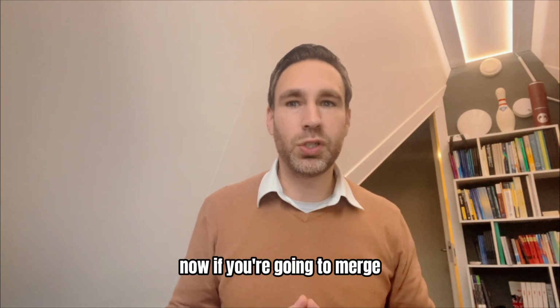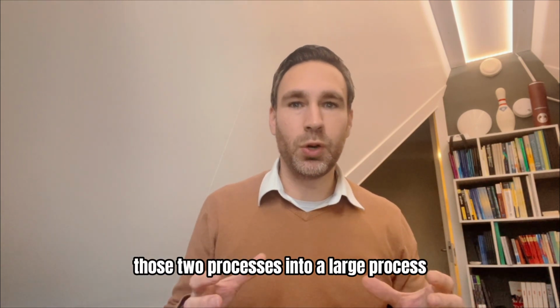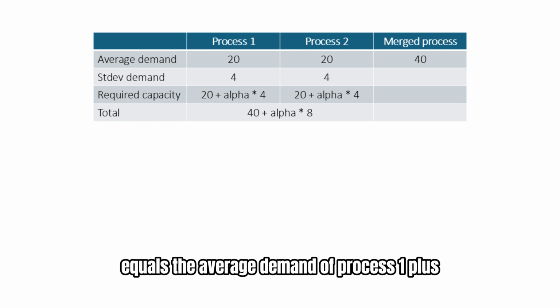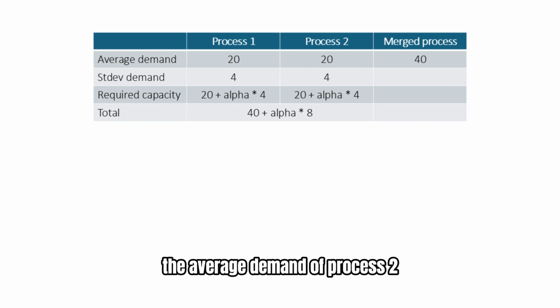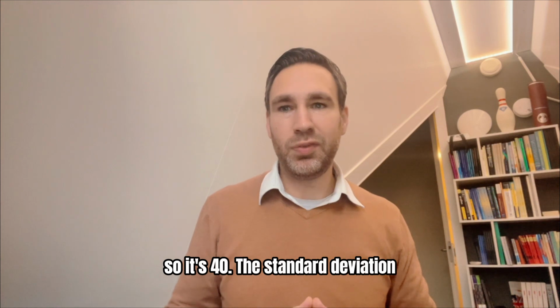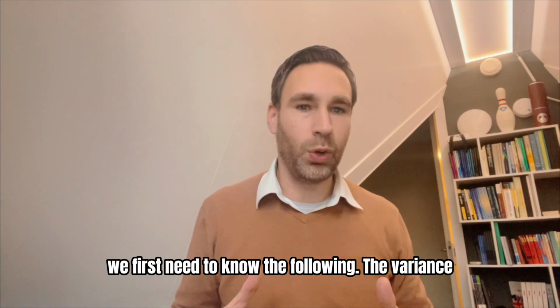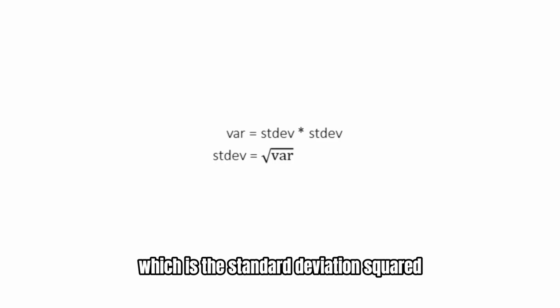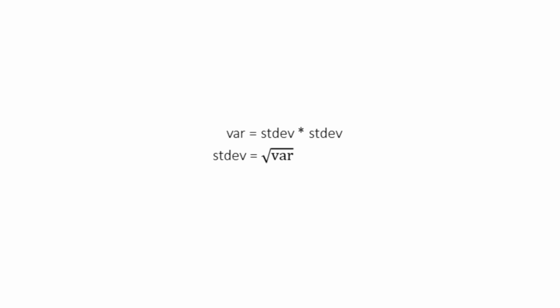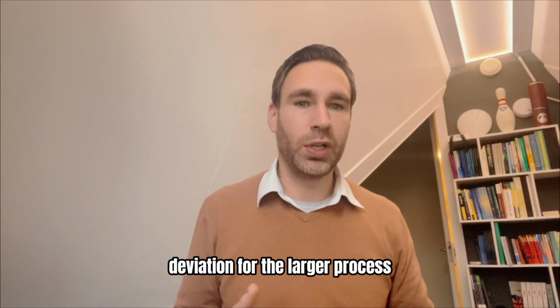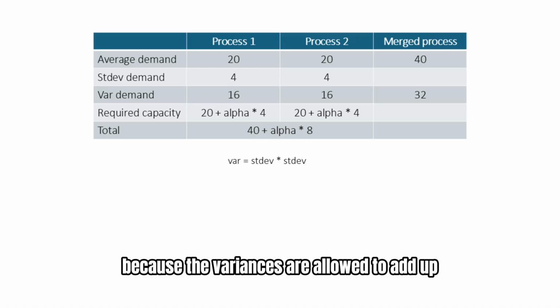Now, if you're going to merge those two processes into a large process, it seems logical that the average demand equals the average demand of process 1 plus the average demand of process 2. So it's 40. The standard deviation for the merged process is a little bit trickier. For that, we first need to know the following. The variance is the standard deviation squared, but also the standard deviation is the square root of the variance. Now we can calculate the new standard deviation for the larger process, because the variances are allowed to add up.